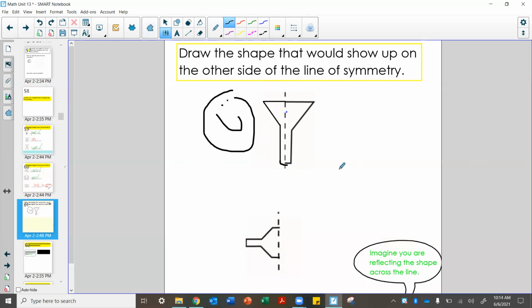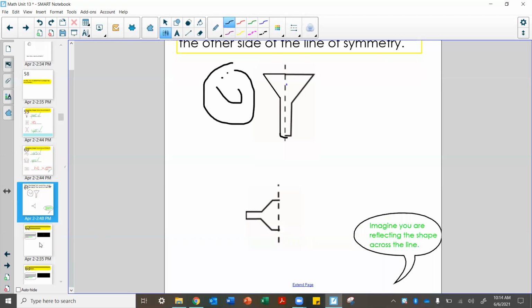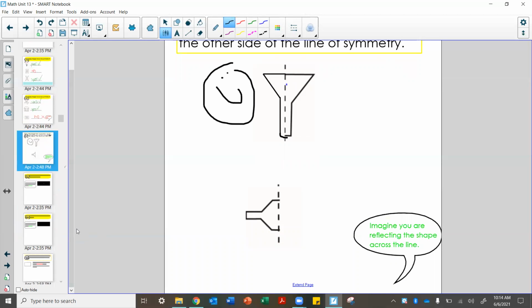All right, second one. Imagine you are reflecting the shape across the line. So how would you reflect this shape across the line? I'll pause, let you guys draw on your whiteboards, and then we'll share out. Okay, so we come down like this. It almost looks like a piece of candy in a wrapper. Come like this. And there we go. We reflected the shape across the line of symmetry.